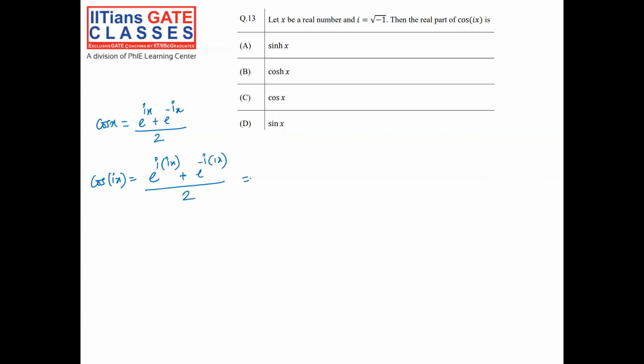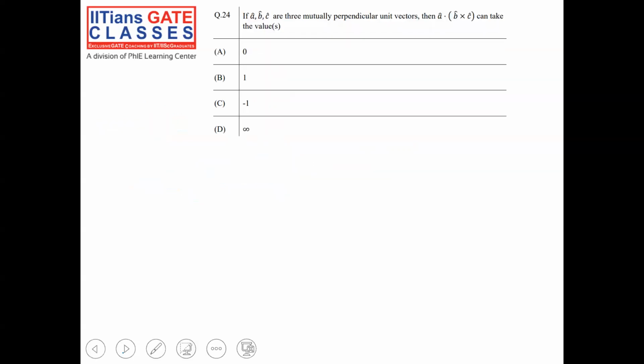Okay. And if you further solve it, you'll get e to the power x minus x plus e to the power x divided by 2, because i squared is -1 and here minus minus will become plus. And we know e to the power x plus e to the power minus x divided by 2 is nothing but cos hyperbolic of x. So we can say that the real part of this is cos hyperbolic of x. So option B is correct in this case.